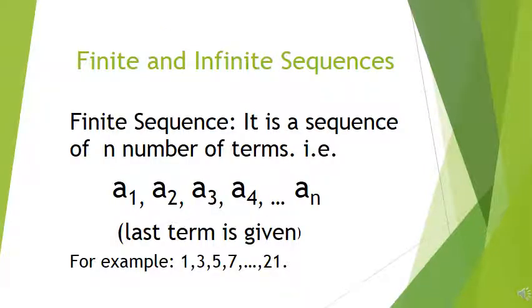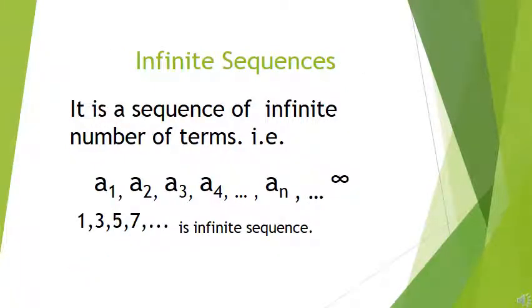So we start with types of sequences. The first one is finite sequence. It is a sequence of n number of terms. That is, in this type of sequences, the last term is given. Infinite sequences. It is a sequence of infinite number of terms. That is, in this type of sequences, the last term is not given and it goes up to infinity.